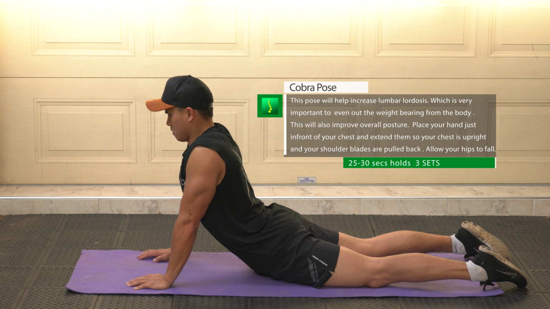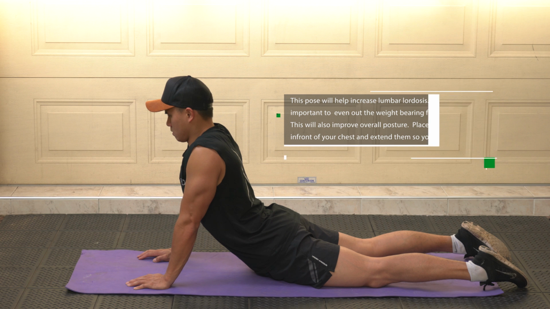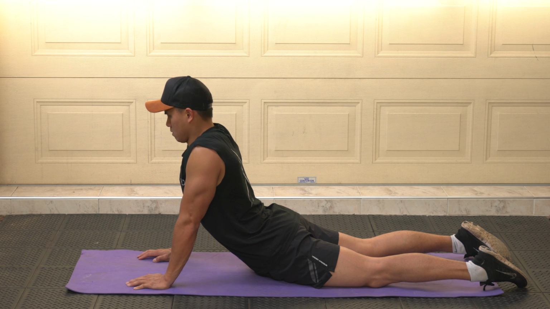Now, before trying any of these exercises, if you do have an injury, please consult your physician first and see if you're allowed to do them, because they can really hurt you and even cause damage.